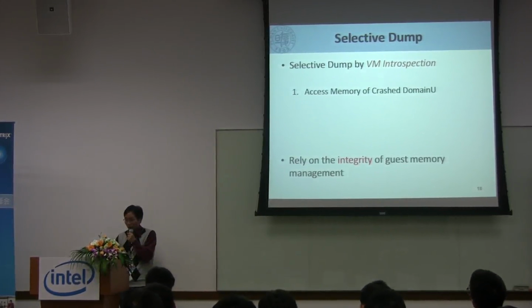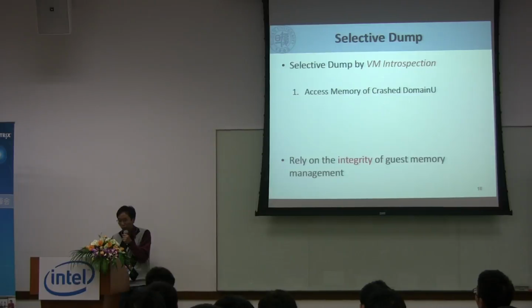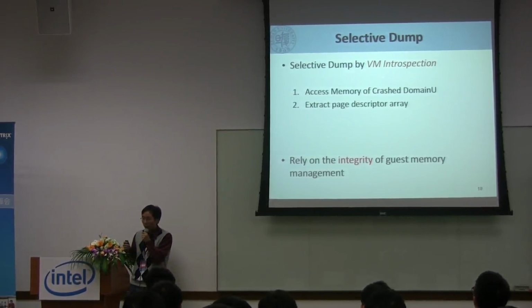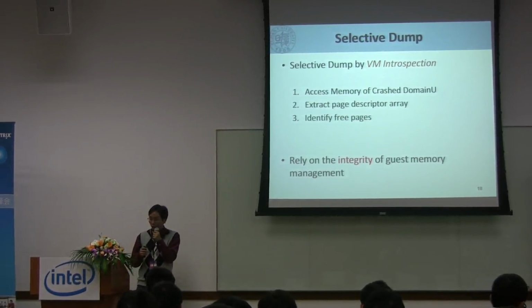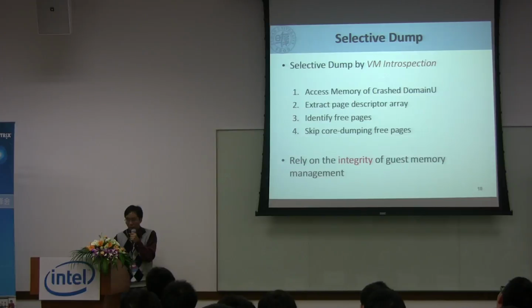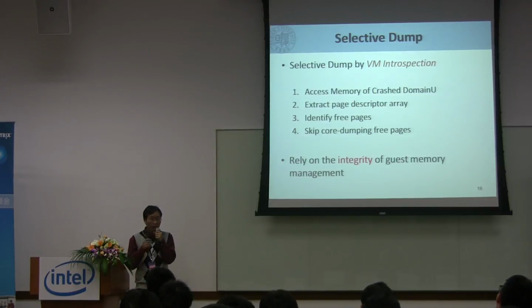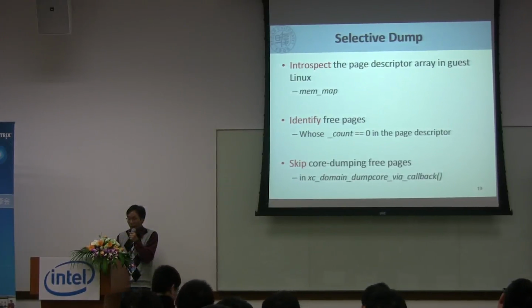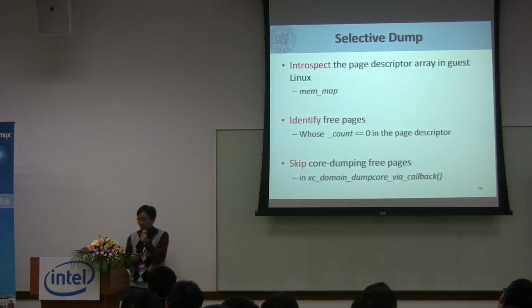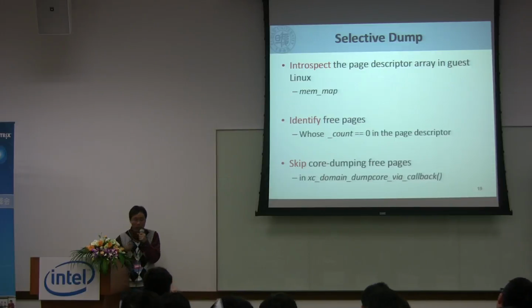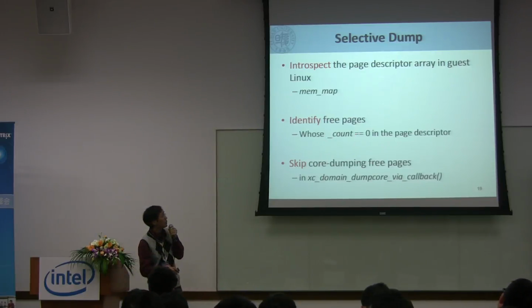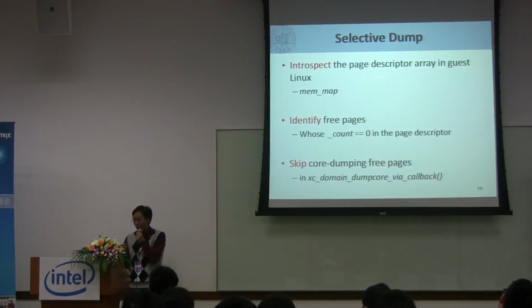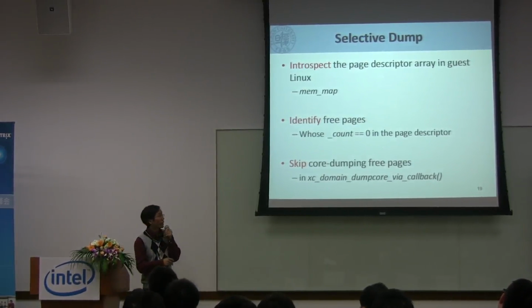So we first access the memory of the crashed VM, extract the page descriptor array, and then identify the free pages. If such pages are free, we skip them during the crash dumping. Specifically, we introspect the Linux memory map data structure and identify the free pages by seeing if the count is 0 in the page descriptors. And in the XC domain dump core by callback, we skip such pages.